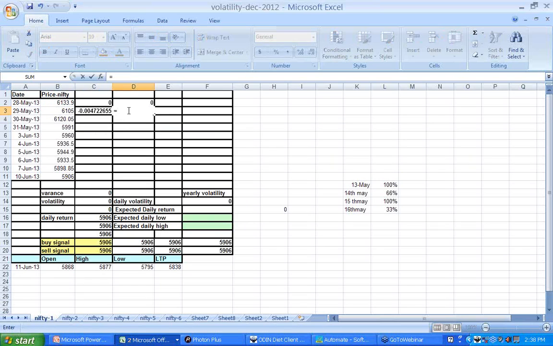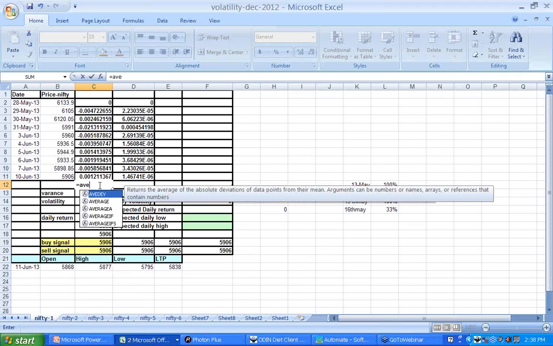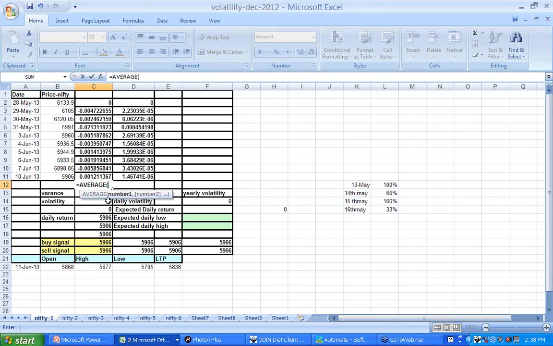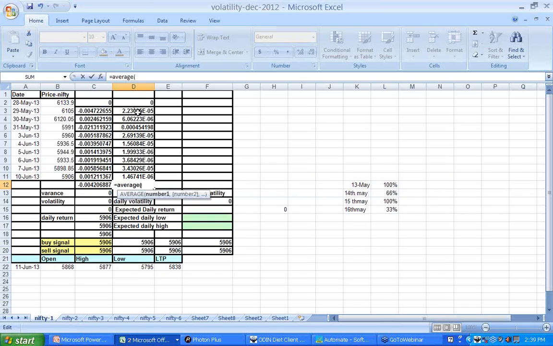Then I will be taking the square of this. All these things I am doing to calculate the daily volatility from the past 10 days data. So I have taken ln and ln square. Then I will be taking the average function which is available in the Excel sheet. I'll be taking the ln average, and also the ln square average of all these ln squares.